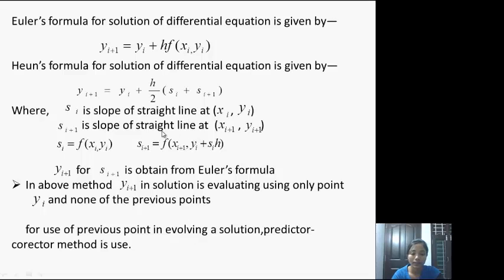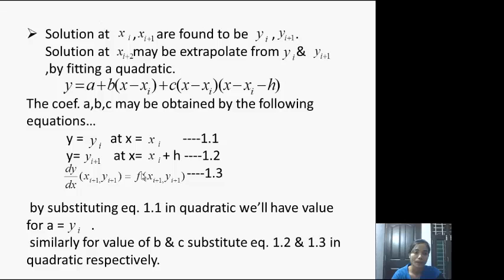We can see that we don't include our previous point. So for use of previous points in evolving a solution, the predictor corrector method is used. So solutions at xi plus 1 are found to be yi and yi plus 1. So the solution at xi plus 2, that is at the next point, may be extrapolated from yi and yi plus 1 by fitting a quadratic. Here we assume that our y of x is a quadratic and dy by dx is linear. So the coefficients a, b, c may be obtained by the following equations.